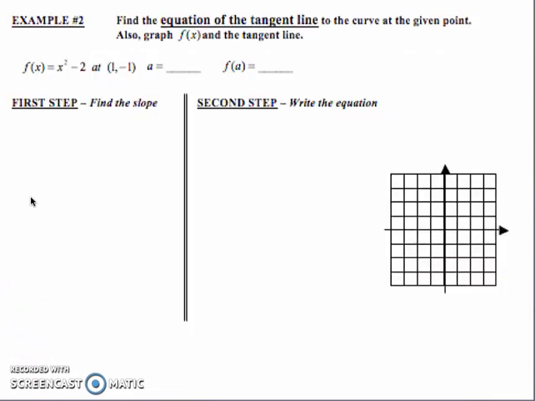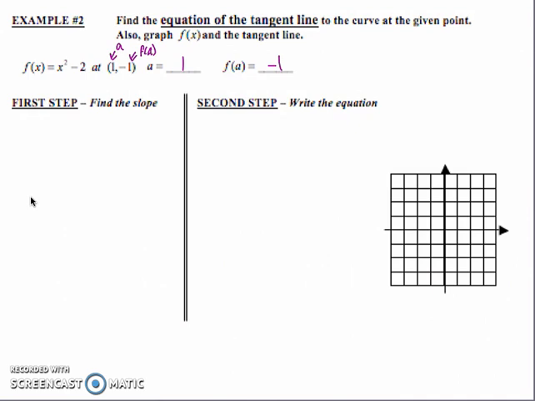In the last example, it says to find the equation of the tangent line to the curve at the given point. So in the last example, we just found the slope of the tangent line. This time they're asking us to actually find the equation of the tangent line. Okay, so this time our function is different. It's f of x equals x squared minus 2, and the point that we're given is (1, -1). So again, this is our a, and this is our f of a. So a is 1 and f of a is -1.